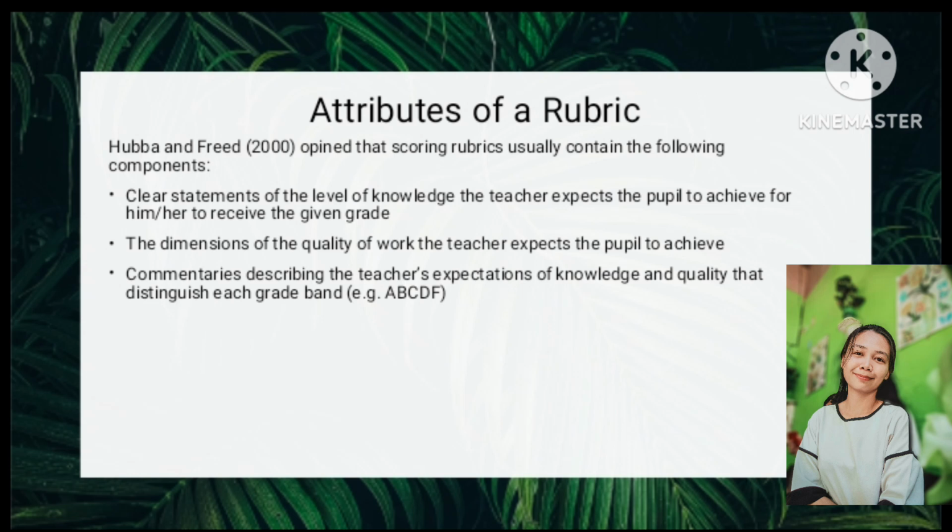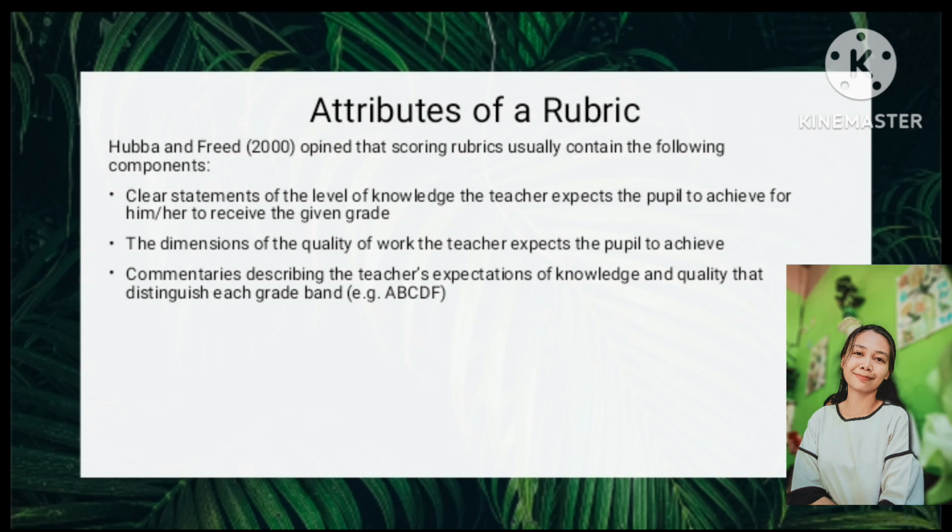Karon may ara naman kita diri attributes of a rubric. According to Huba and Freed, 2000, scoring rubrics usually contain the following components. So ari diri ang clear statements of the level of knowledge the teacher expects the pupil to achieve for him or her to receive the given grade. So clear ang statement nga nakabutang sa aton nga rubric. Makita naton diri ang level of knowledge nga gina-expect sang teachers sa pupils nga kinahanglan nila i-achieve.